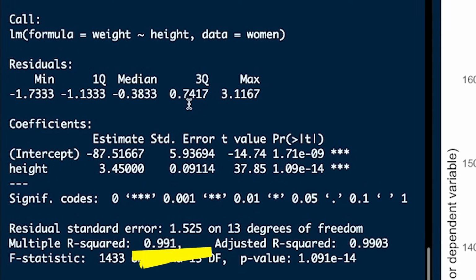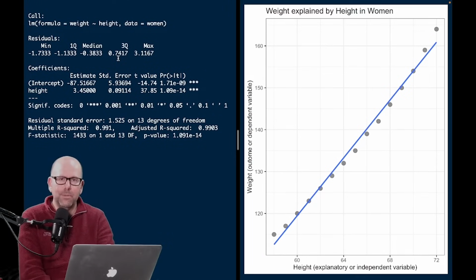So 0.99 means 99% of the change in weight can be explained by a change in height. Right, that's interesting. Now, if it's a simple model, we use the multiple R squared value.